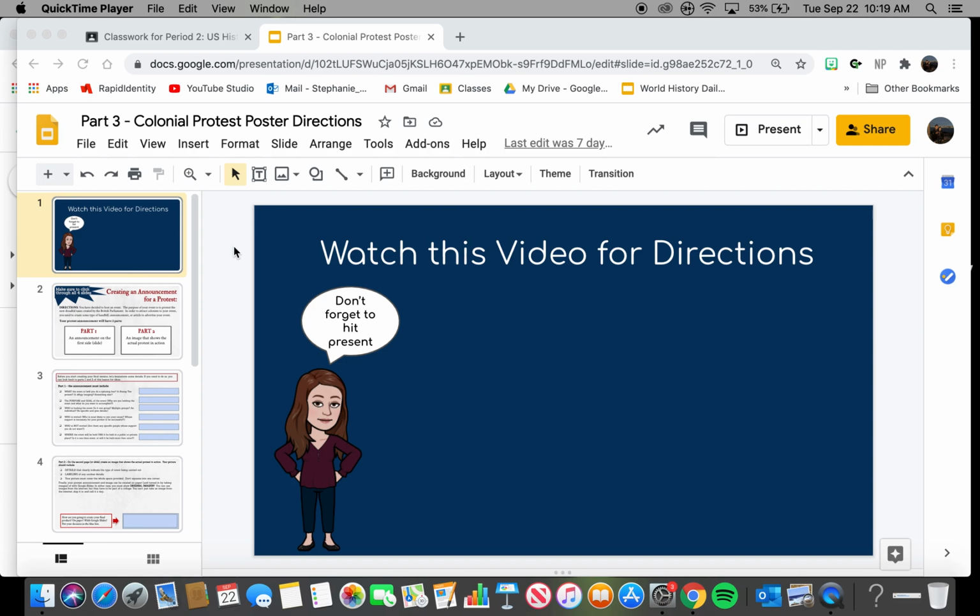The assignment I'm talking about is the poster. You will be making a Google Slides Colonial protest poster yourself, based on the information that you gathered last week. This presentation itself will show the breakdown of what those Google Slides need to look like. So watch the slides for directions. Obviously, I'm making the video right now, but make sure you watch the directions. It's really important to understanding the assignment.